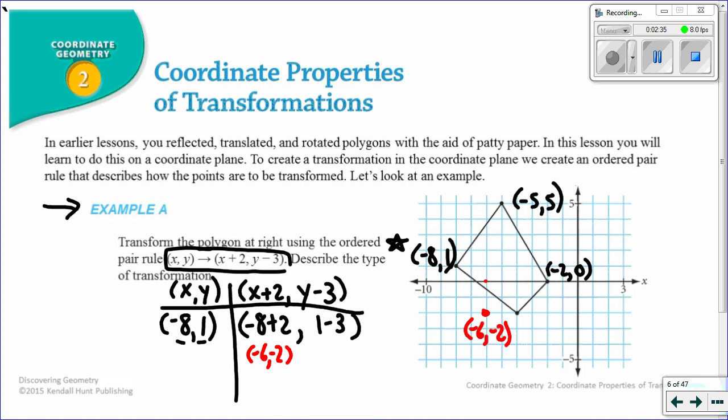All right, so if I go ahead and do the next one, I'm going to go with the negative 5, 5. So I have negative 5, 5, and I'm going to follow my rule. So now I have x, which is negative 5, plus 2. And I have y, which is 5, minus 3. All right, so I'm going to go ahead and do those calculations. And I'm going to get negative 3, 2 as the new ordered pair for that second one. There's my next ordered pair.